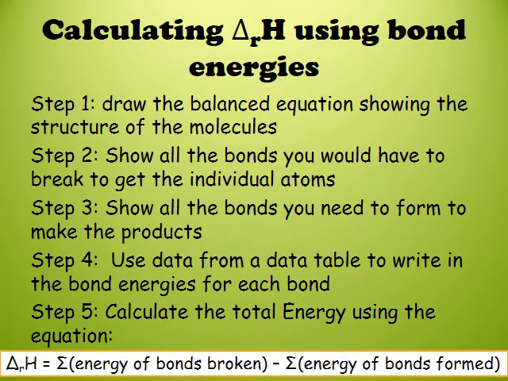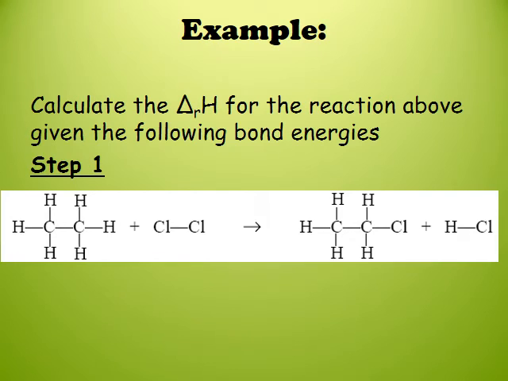The change in enthalpy of a reaction equals the sum of the energy of the bonds broken minus the sum of the energy of the bonds formed. Okay, so it's basically the energy of the bonds broken minus the energy of the bonds formed. Okay, so now we're going to go through an example to calculate a change in reaction enthalpy to work out whether it's an exothermic or endothermic reaction.